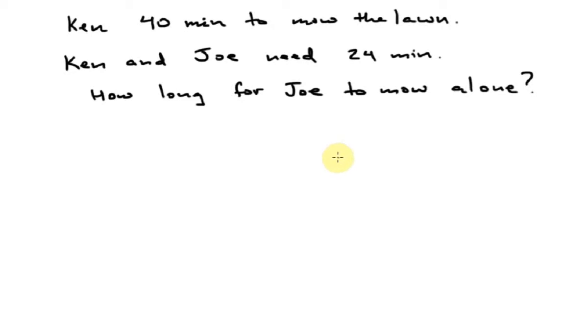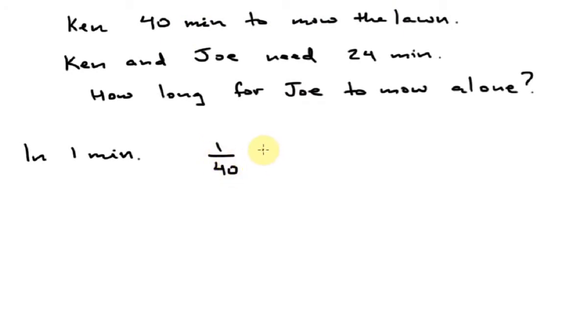Okay, now how much does Ken do in 1 minute? So you set it up in 1 minute. Let's just figure out how much of the job Ken contributes, I guess, is a way of thinking of it. So in 1 minute, he gets 1/40th of that lawn mowed. And that's because it takes him 40 minutes to do the whole lawn. Okay, so there's Ken's part.